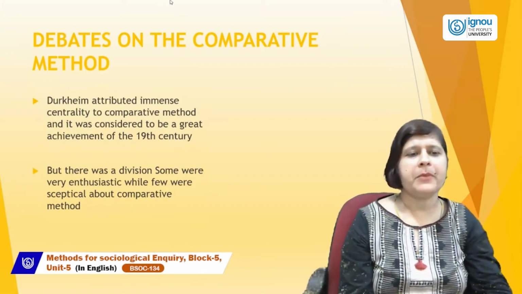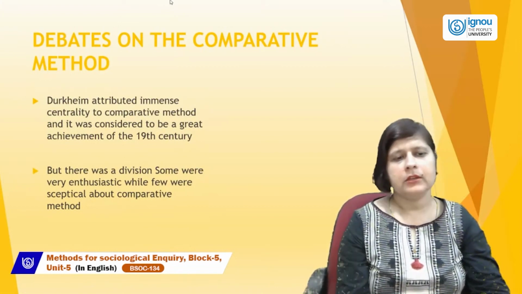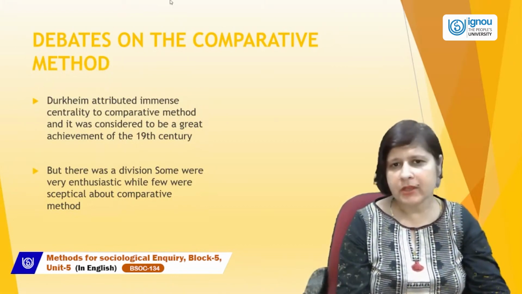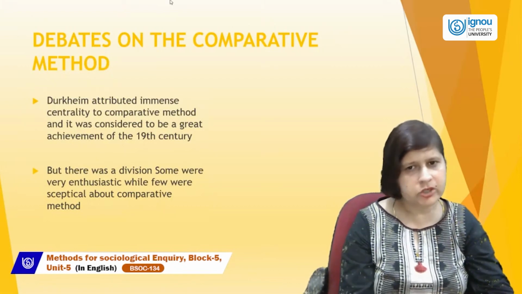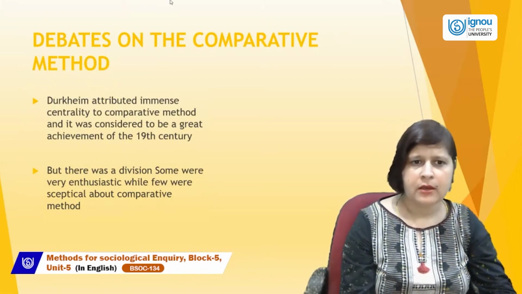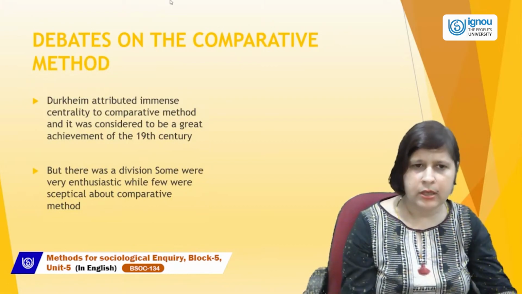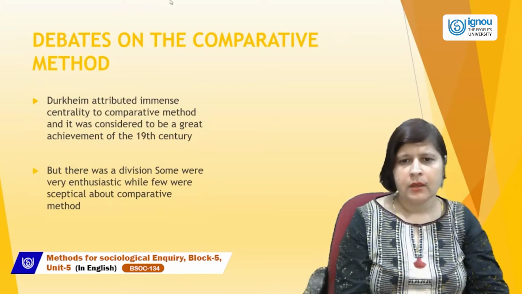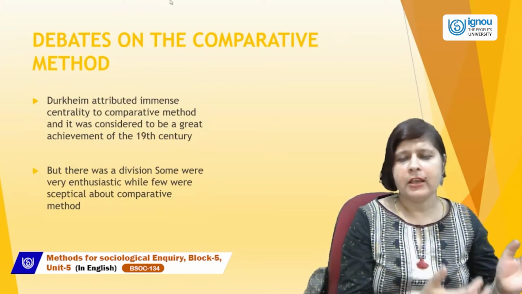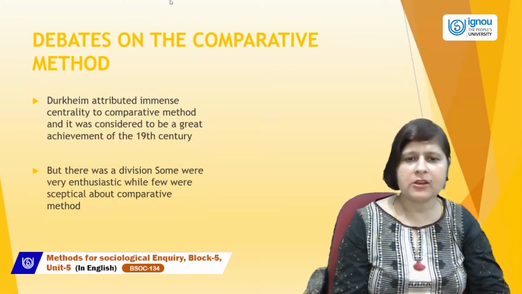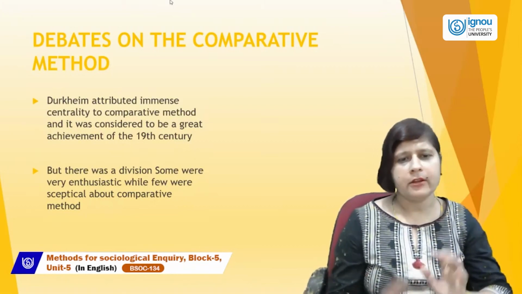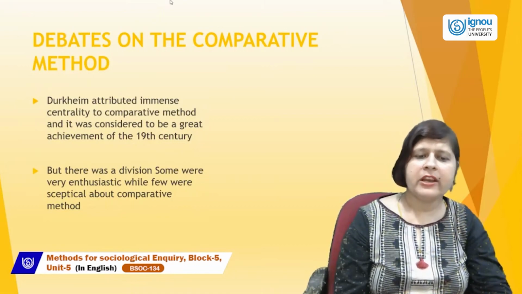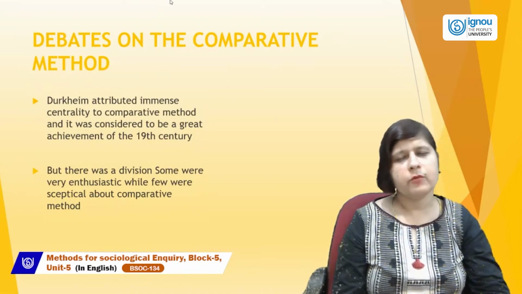Now, debates on comparative methods. Durkheim attributed immense centrality to the comparative method in his work, The Division of Labor. He compared the various strata of society. He compared mechanical solidarity with organic solidarity, restitutive law with repressive law, and it is considered to be a great achievement of the 19th century. But there was a division.